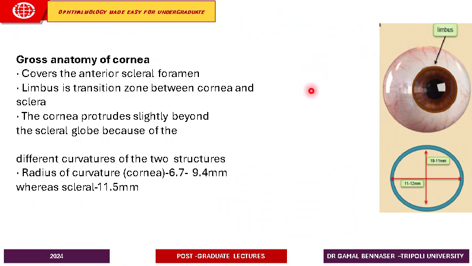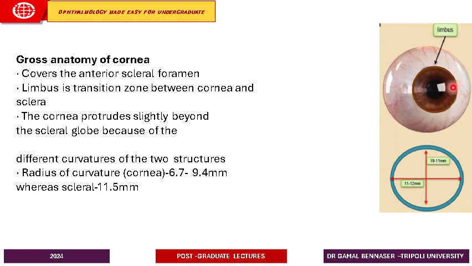Still in the gross anatomy, as we said, the cornea represents 1/6 of the fibrous coat of the eye, and the fibrous coat is made up of the sclera and the cornea. The junction between the sclera and the cornea is known as the limbus. Later we will speak about the microscopic anatomy and the structure of the limbus. Another point is that the curvature of the cornea is different from the radius of curvature of the sclera. That's why when you look at the eye from the lateral side, you will notice a protrusion of the cornea as compared to the sclera.